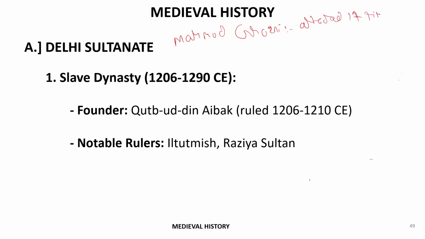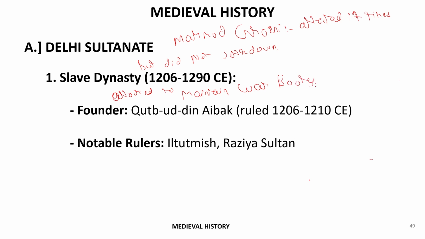He attacked India 17 times but did not settle down. So you can say that Mahmud Ghazni was continuously attacking India. He attacked India almost 17 times, but he did not settle down and did not sustain control over the territory. He basically attacked to gain war booty. Got it?